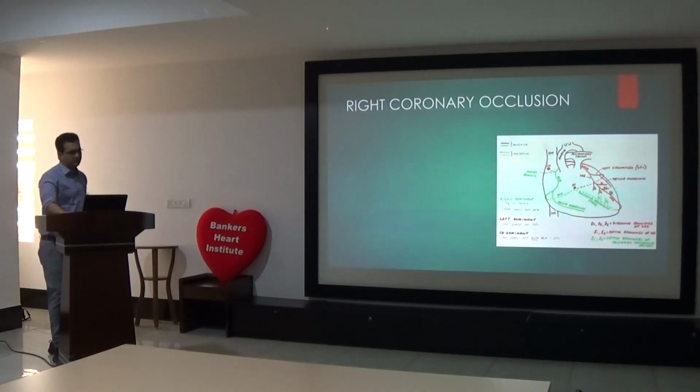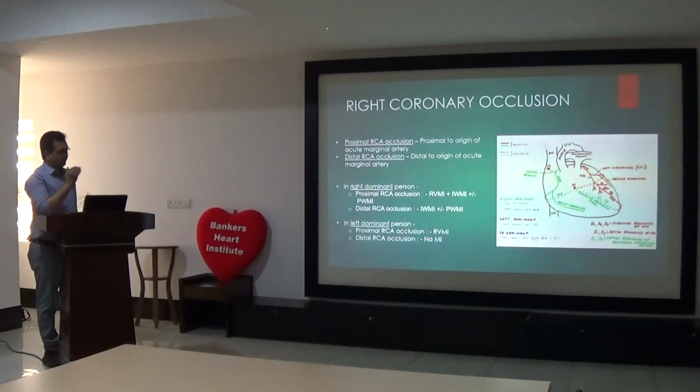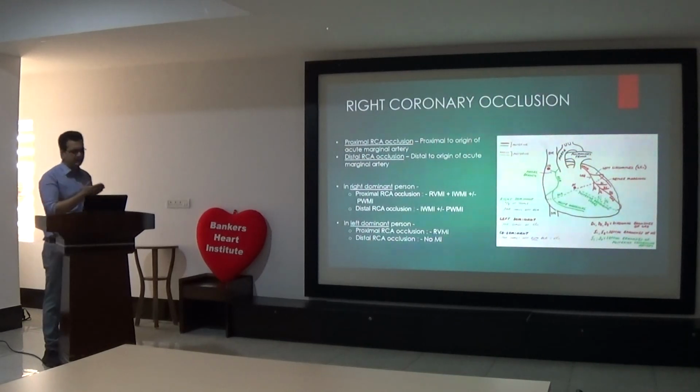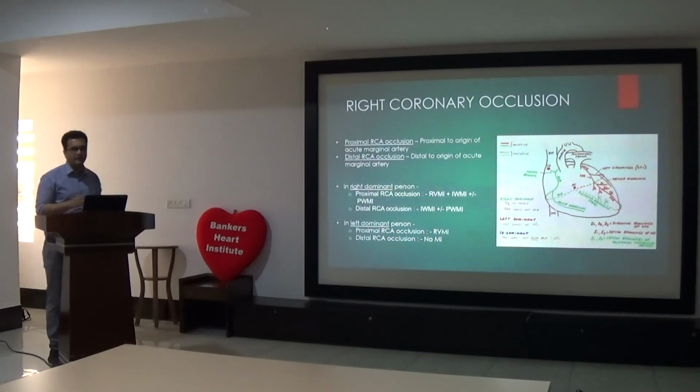So talking about the right coronary occlusion, for the purpose of discussion, we can divide it into a proximal RC occlusion and a distal RC occlusion. Proximal RC occlusion means the occlusion is proximal to the origin of the acute marginal artery, and distal RC occlusion is distal to the origin of the acute marginal artery.